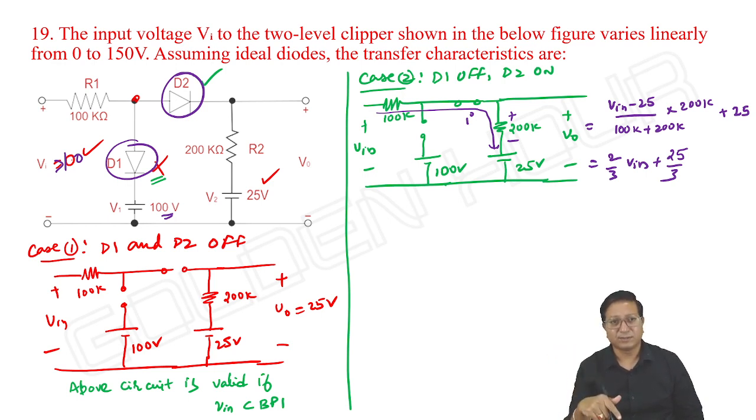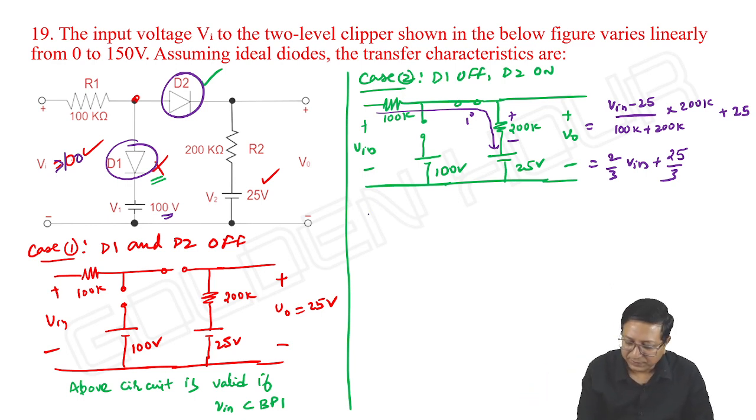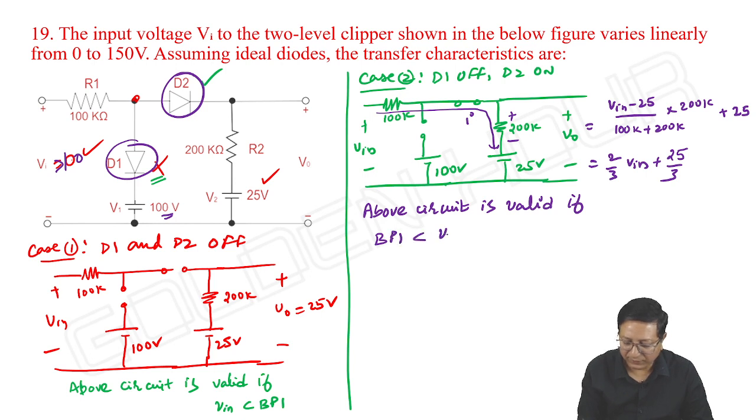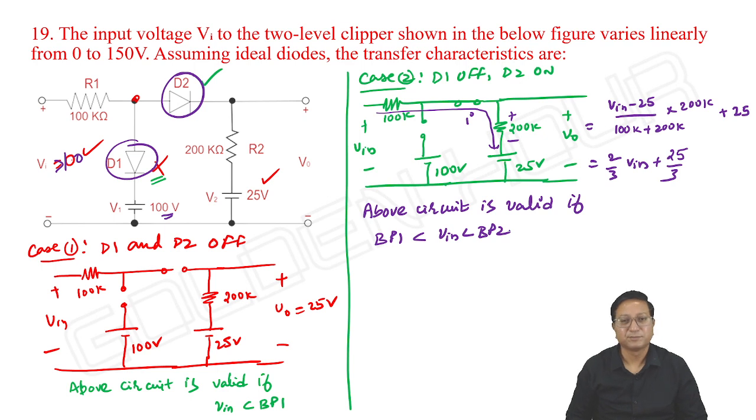So if you keep on increasing the input above a certain value, it looks like 100, we are not sure exactly whether it's 100 or not, then D1 is on. What about D2? D2 still remains in the on state only. So the above circuit is valid if breakpoint 1 is less than V input less than breakpoint 2. Next, if input is above breakpoint 2, both D1 and D2 are on.